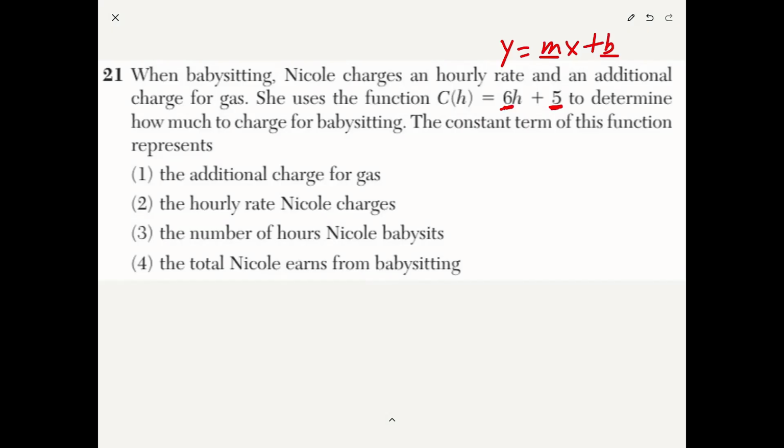So basically that's the charge for gas. That's the y-intercept. That's the initial amount that I charge. And then the hourly rate is 6. And the number of hours is just h. And then the total is c of h. So I'm going to go through all of these. This is the b. This is m. And this is x, the number of hours.